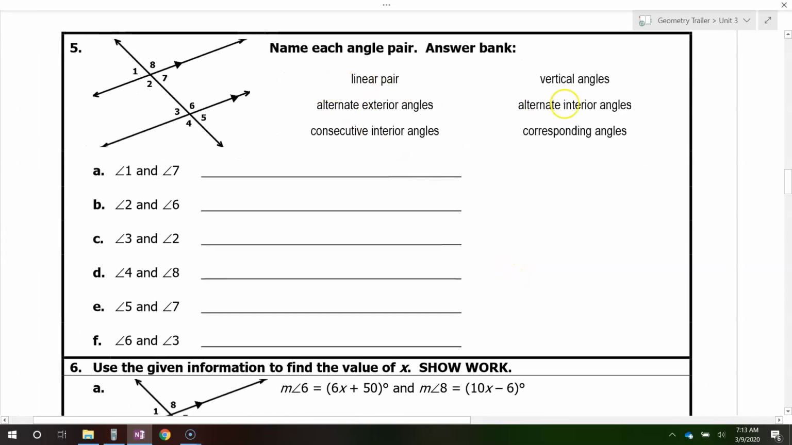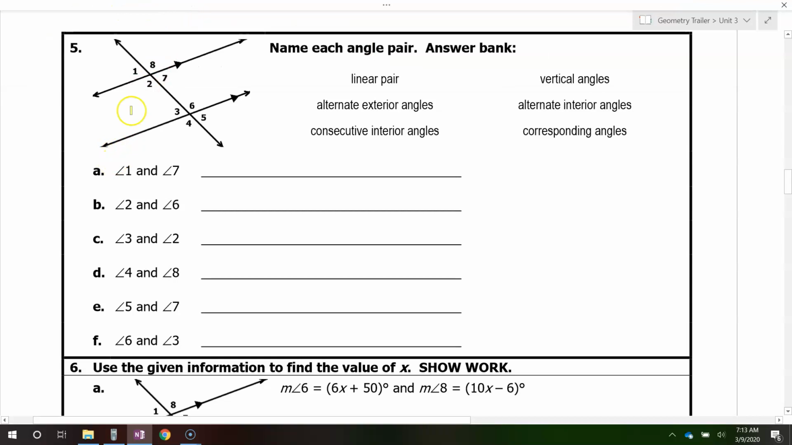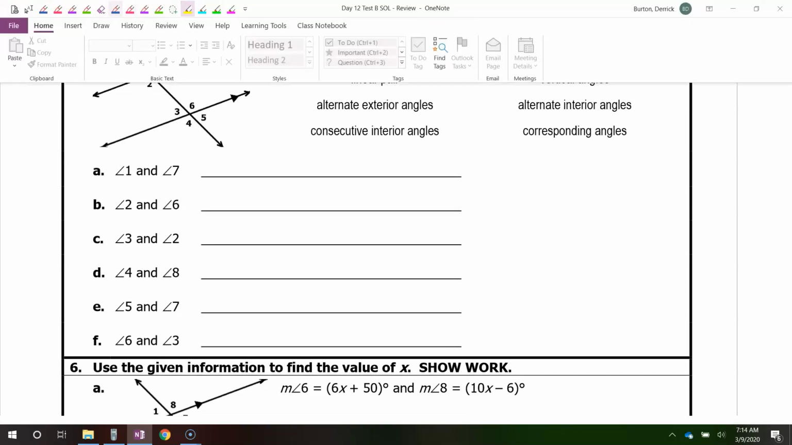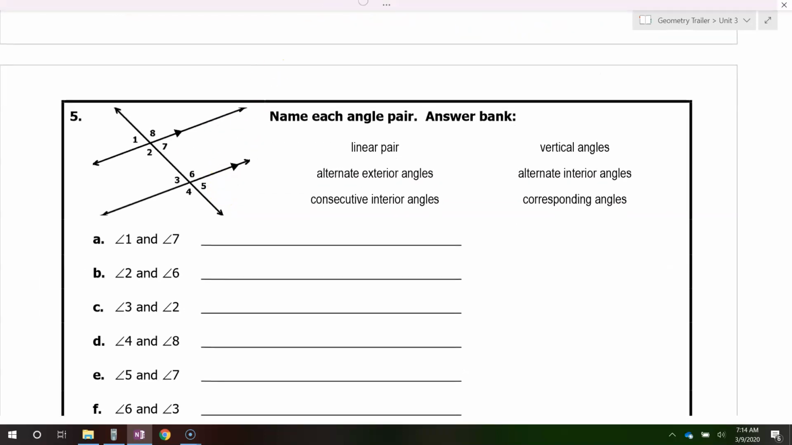All right, so here's that list of 6 angle pairs again. Okay, so we're just going to name each angle pair, and that is all. So let's see, angles like 1 and 7. All right, those are vertical angles because you can see that they are directly across from each other. That makes them vertical angles. I think I'll do these all in one color.